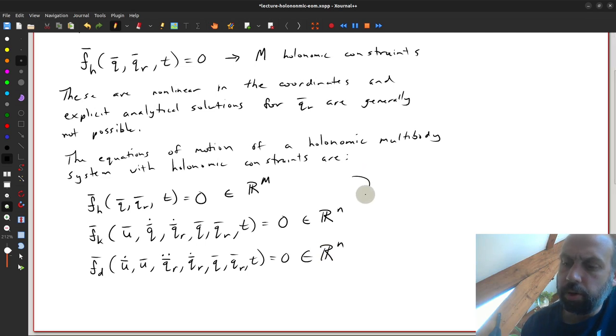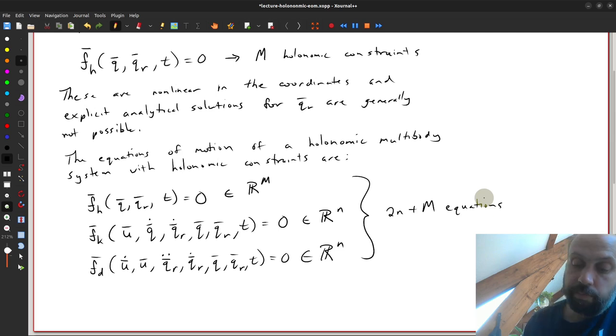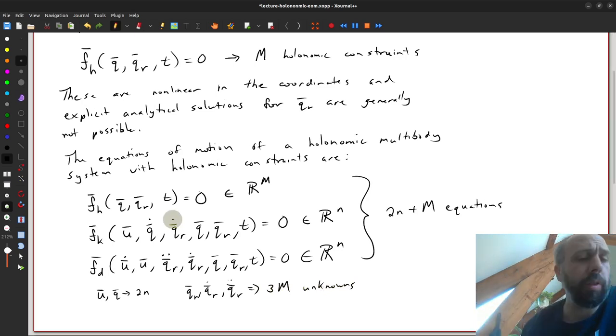So these equations now give us 2n plus big M equations. And we have a number of unknowns here. Typically, if we didn't have holonomic constraints, we just have these 2n unknowns, and we can solve the differential equations for the q dots and the u dots. But we also have present here q_r, q_r dot, and q_r double dot, which amount to 3M more unknowns. And we only have this extra set that gives us M extra constraints. So we don't completely have enough information here to solve the system.